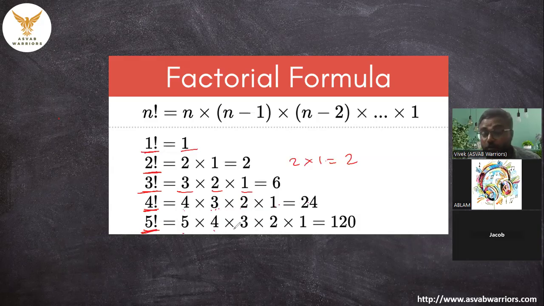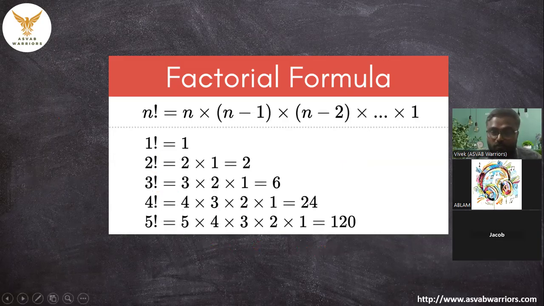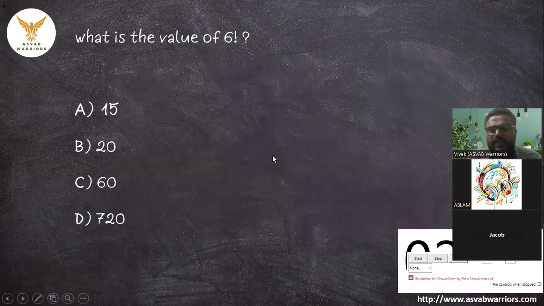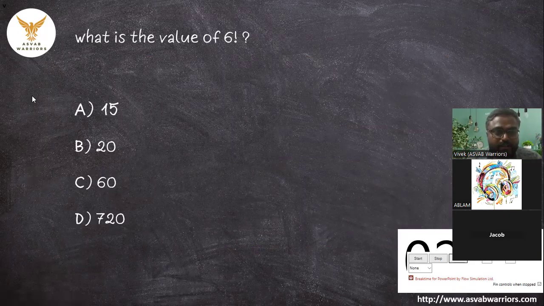Factorial of 5 will be 5 times 4 times 3 times 2 times 1. 5 times 4, 20. 3 times 2, 6 times 1 would be itself. So 20 times 6 would be nothing but 120. So these are the factorials for numbers from 1 to 5. Now, let's see what is the value of factorial 6? What did we learn till now? We'll have to multiply 6 times 5 times 4 times 3 times 2 times 1.